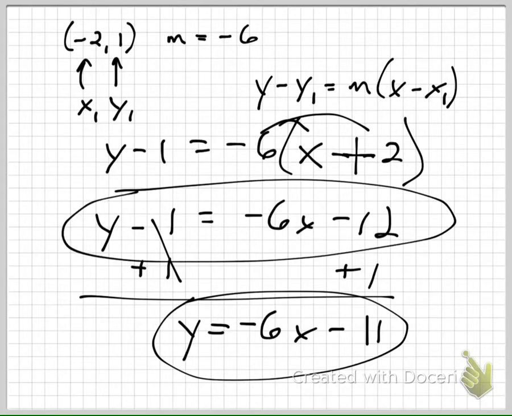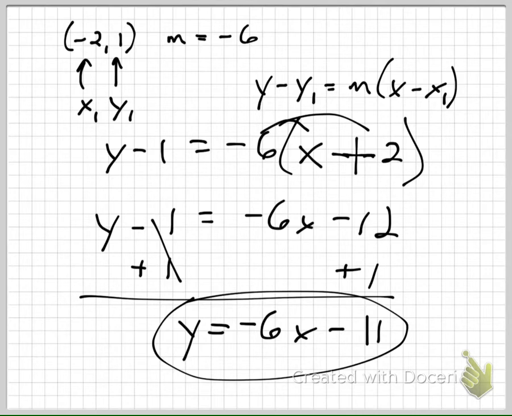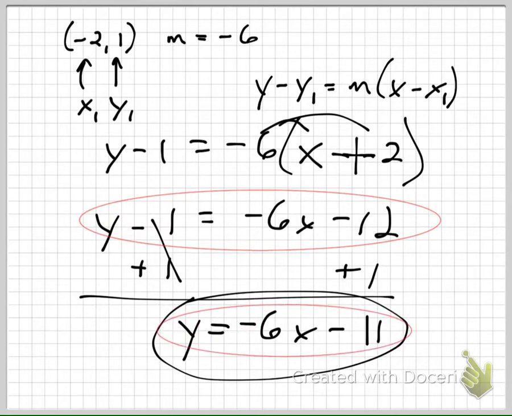This is that line. Listen, this is very important. This guy right here, and this guy right here. What's the difference between them? It's the same line. They're the same line. One's written in point slope form. The other's written in slope intercept form. It's the same line.